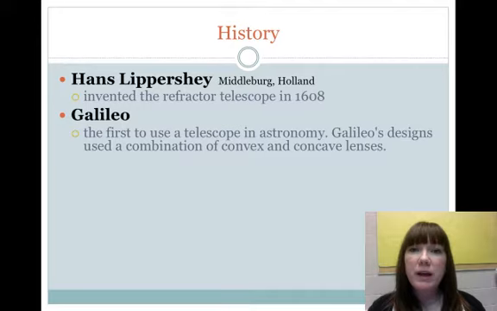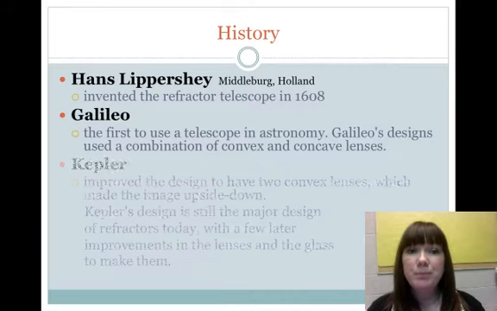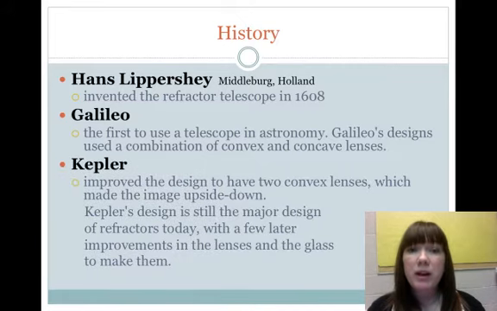A lot of people think that Galileo was the first to invent the telescope, but he didn't invent it, he was just the first to use it in astronomy. And he did take this basic design and expand on it a little bit with a combination of convex and concave lenses to specifically use it in astronomy. Johann Kepler then later improved this design, and his design is still the major one that's used in refracting telescopes today.